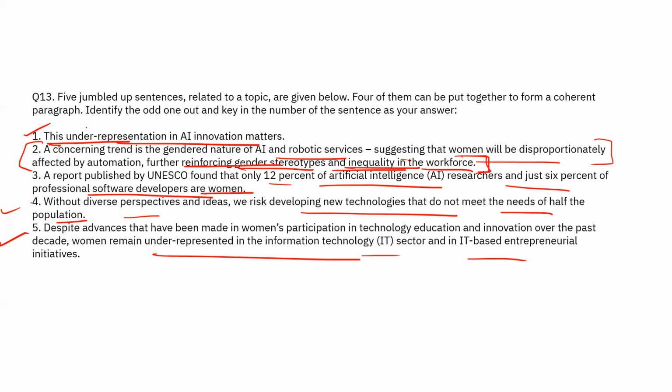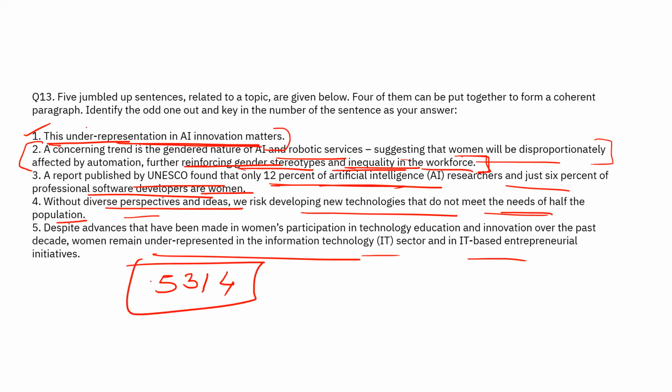So, how will this passage flow? We will start with 5. Despite advances that have been made, women remain underrepresented. A report published by UNESCO found only 12% of AI researchers and 6% of professional software developers were women. This underrepresentation matters. Why does it matter? Because without diverse perspective, we risk developing new technologies that do not meet our needs. So 5314 becomes the order, and 2 is actually the odd one out.